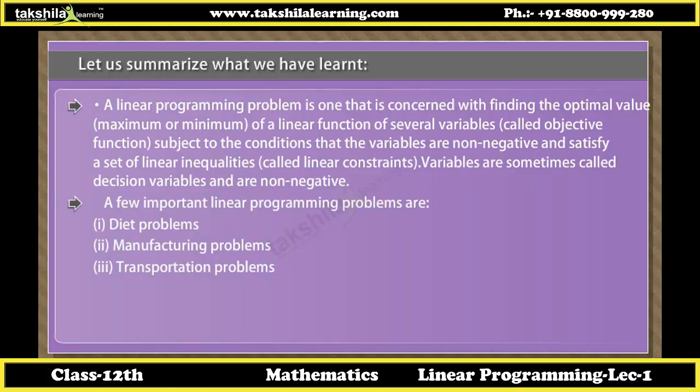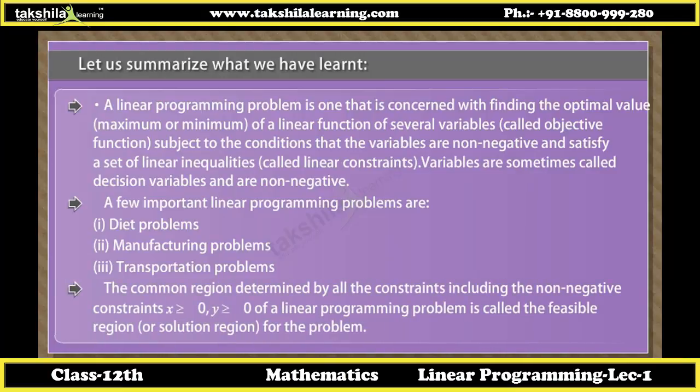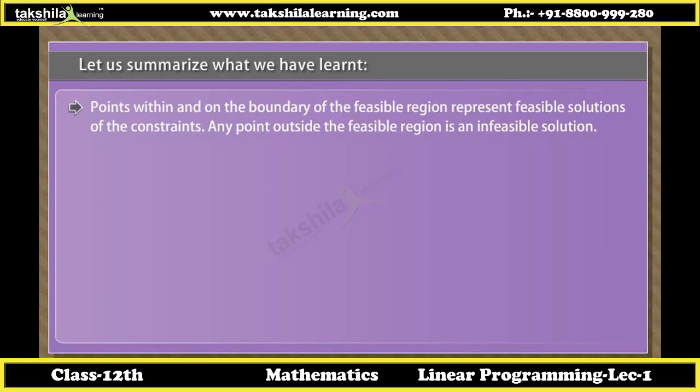A few important linear programming problems are: 1. Diet problems, 2. Manufacturing problems, 3. Transportation problems. The common region determined by all the constraints, including the non-negative constraints x greater than or equal to 0, y greater than or equal to 0, of a linear programming problem is called the feasible region or solution region for the problem. Points within and on the boundary of the feasible region represent feasible solutions of the constraints. Any point outside the feasible region is an infeasible solution.